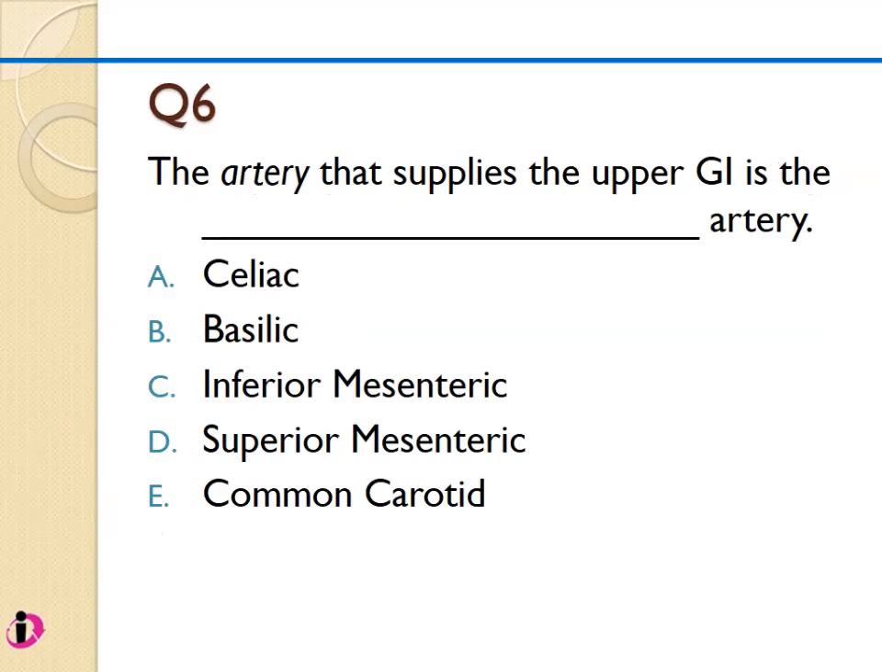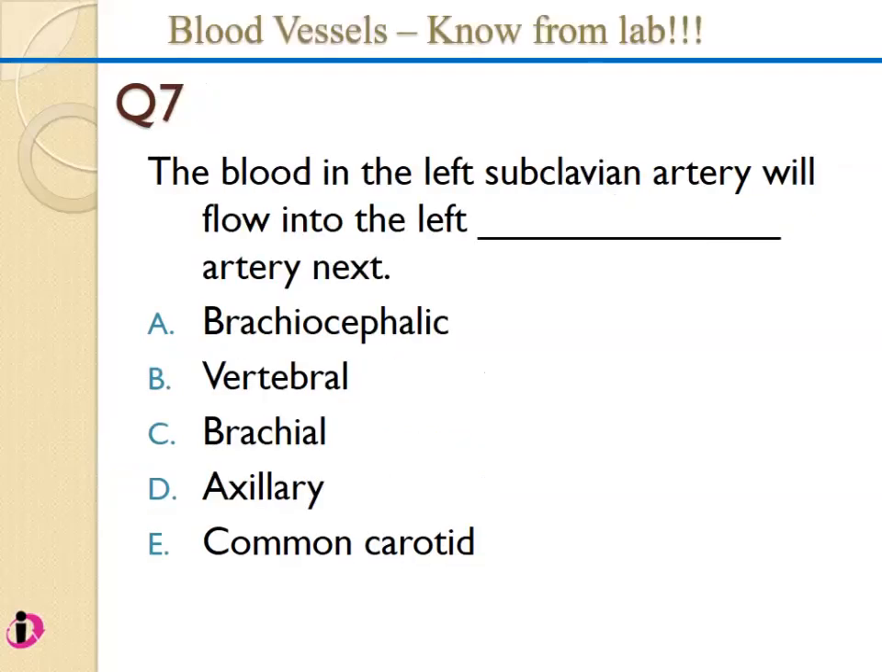Artery that supplies the upper GI. Superior mesenteric, yep. So the inferior will do what's called the distal colon. Superior mesenteric does the small intestines and some of the large, but the inferior does the distal, lower part of the large intestine. Blood in the left subclavian artery, where is it going to flow next? It'll become the axillary. So it's the same artery, it just changes names as it goes down. We'll see a lot of this today.